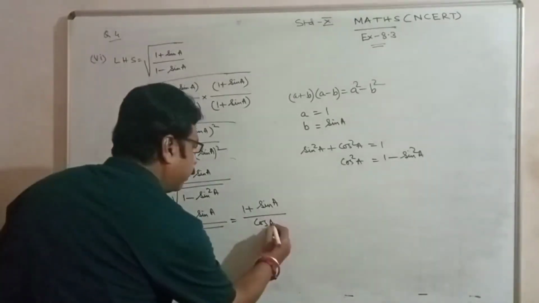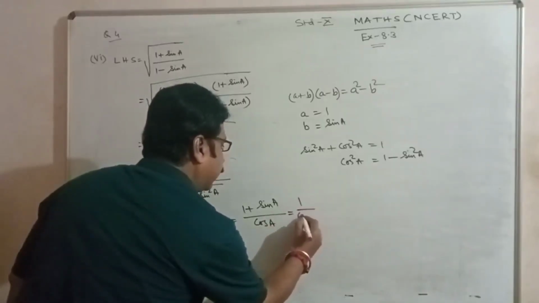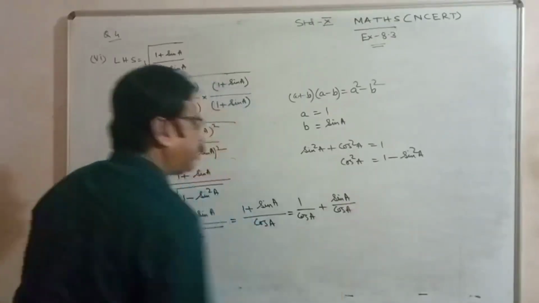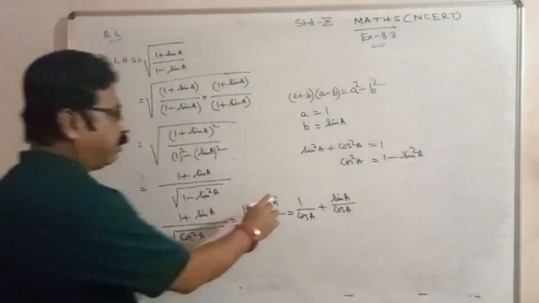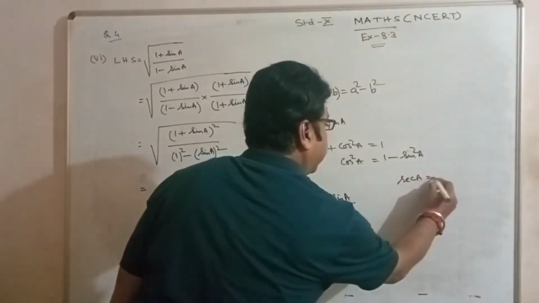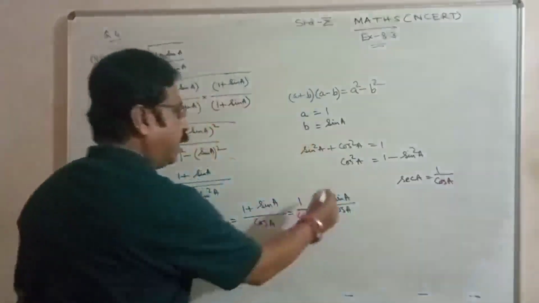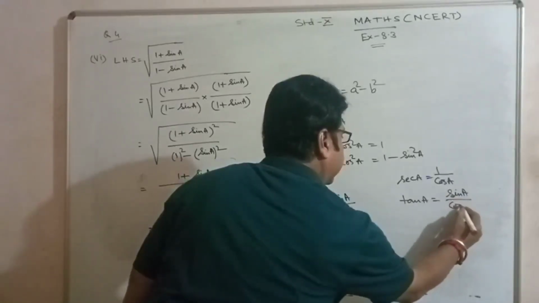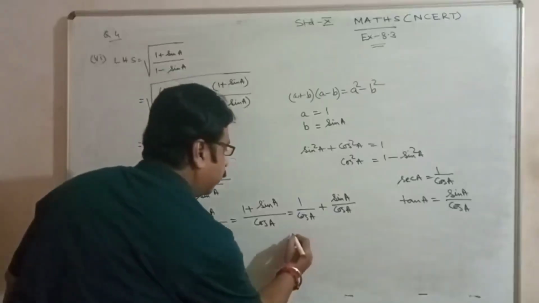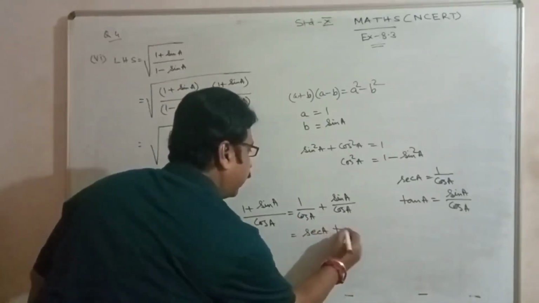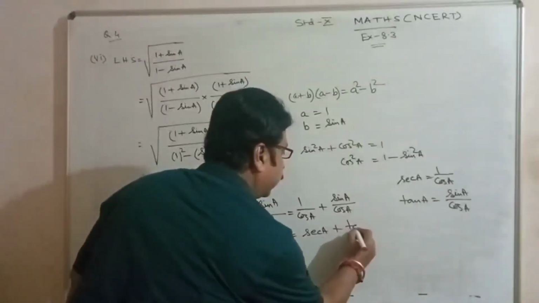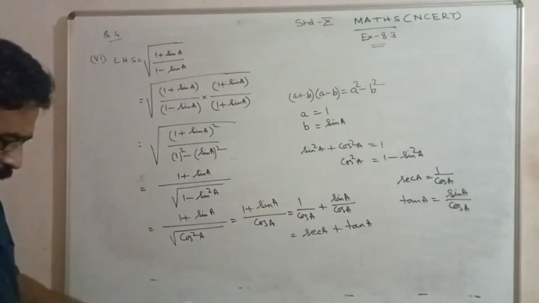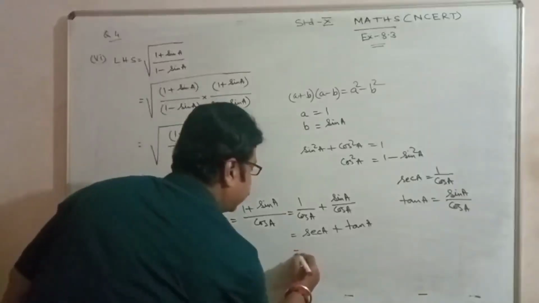Now it can be written as 1 upon cos A plus sin A upon cos A. Now 1 upon cos A means sec A, and sin A upon cos A means tan A. So we can write 1 upon cos A, it is sec A, plus sin A upon cos A, it is tan A. In right hand side, it is given sec A plus tan A. So we got the left hand side equals RHS.